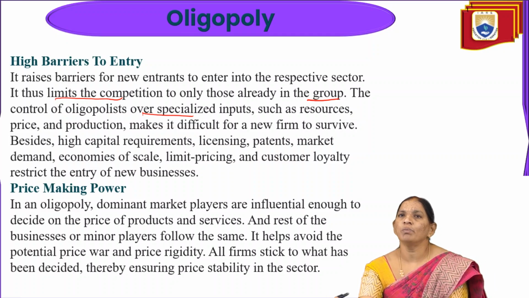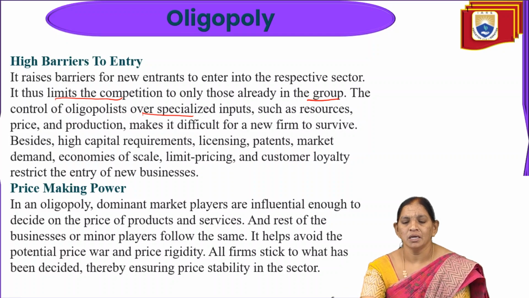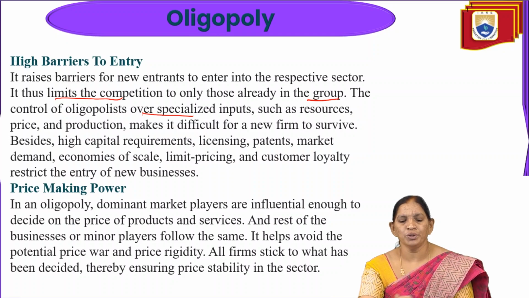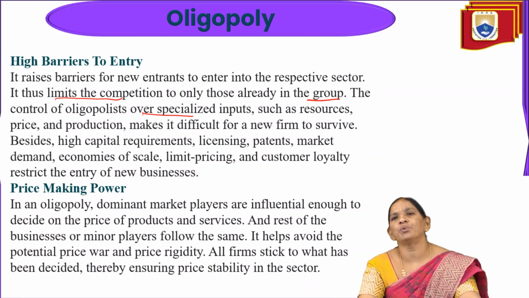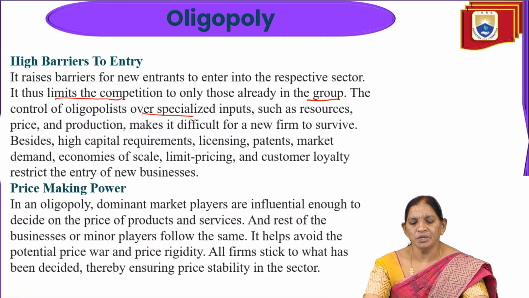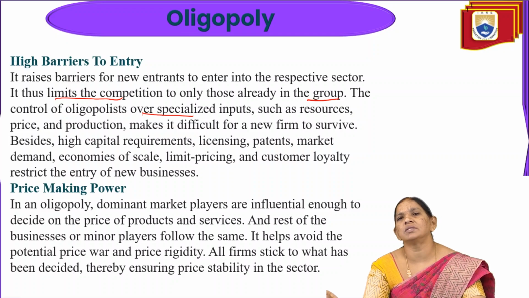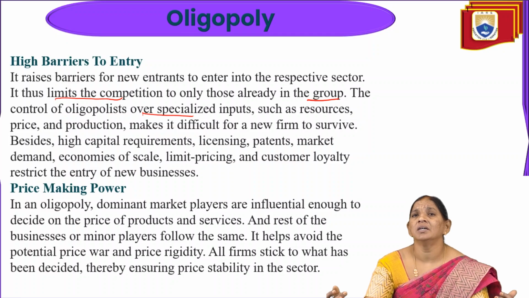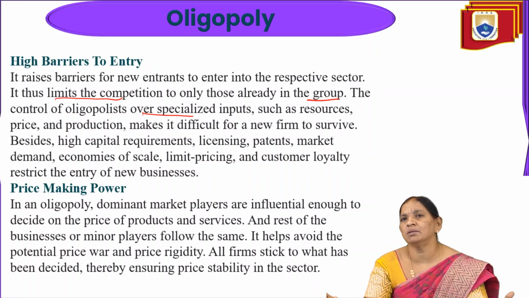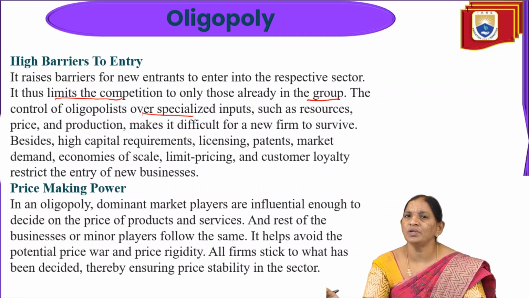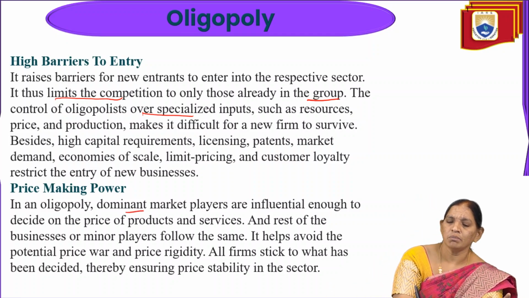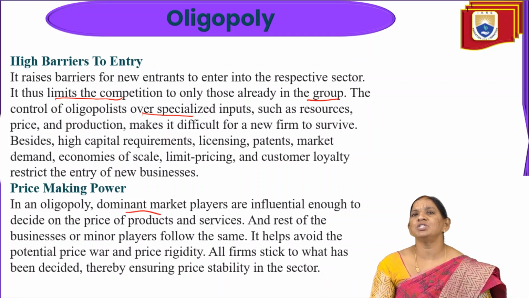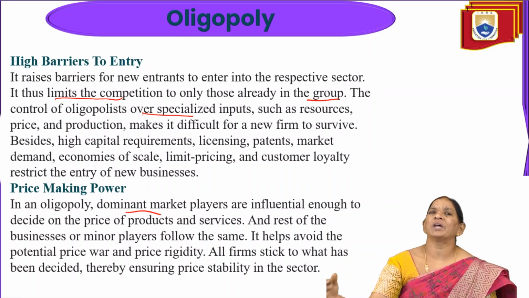So it is one of the common features of the oligopoly market, where the market players are influential enough to decide their own price of the product and services. And the rest of the businesses, or the minor players, follow the same. Means one who is very strong, with a bigger share in the market, will himself influence. He will be in a dominant market share or market position. Then he will go for price making.